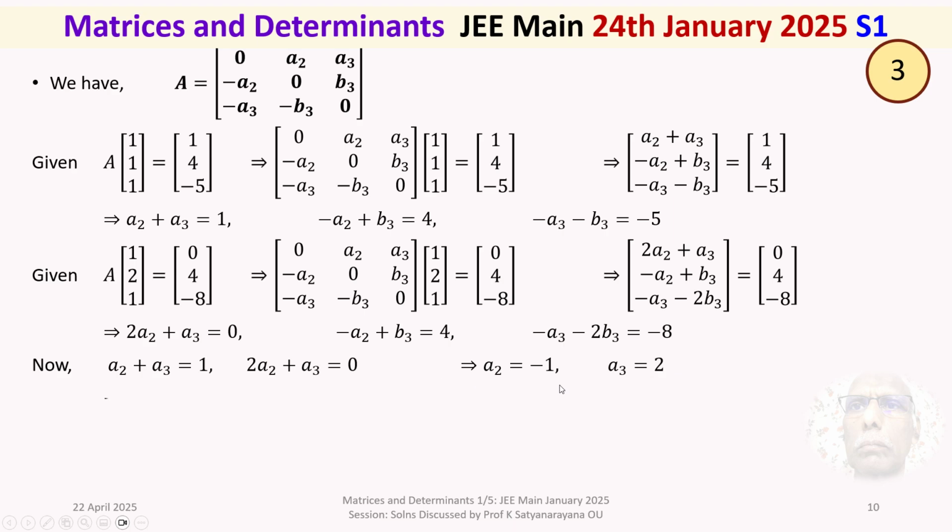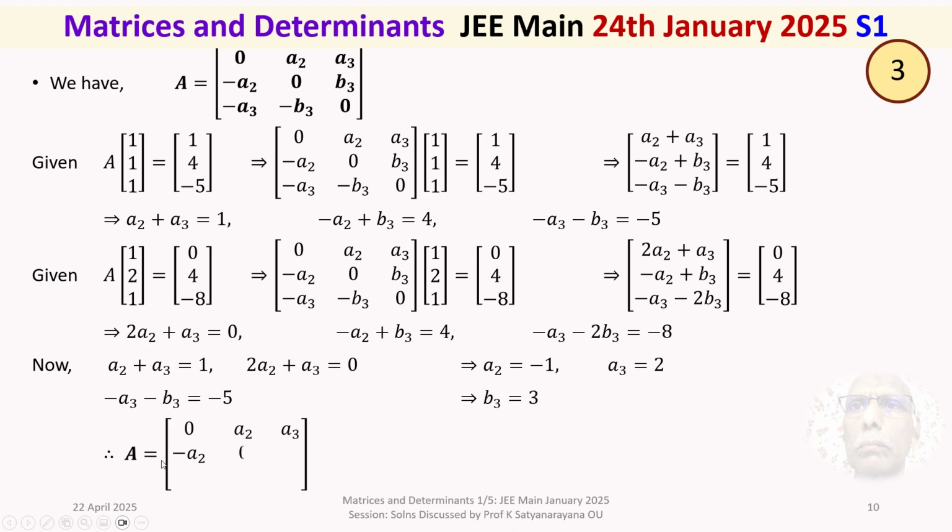Right. And we take minus a3 minus b3 is minus 5. In this, the a3 value, you know, is 2. Substitute 2 and solve. You will get b3 is equal to 3. Thus we got all the unknowns.